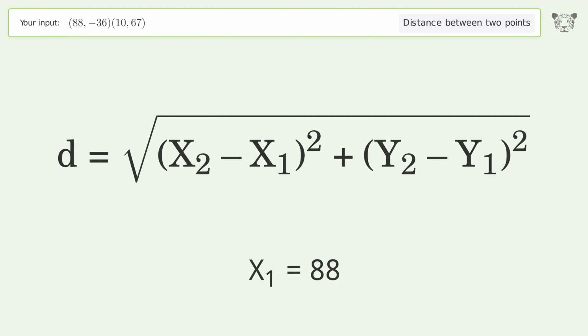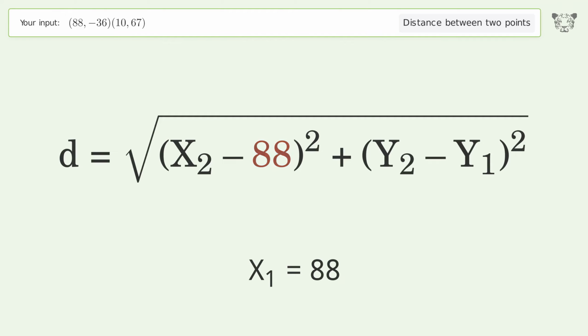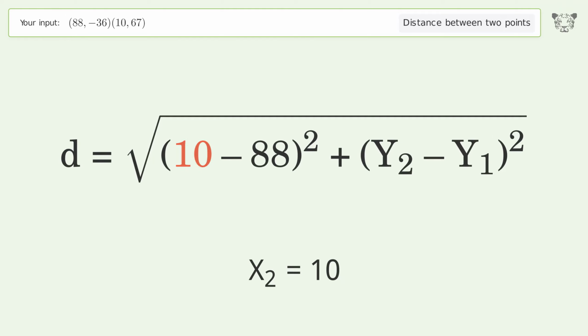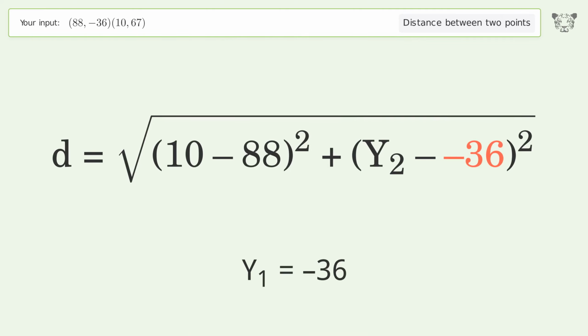x1 equals 88. x2 equals 10. y1 equals negative 36. y2 equals 67.